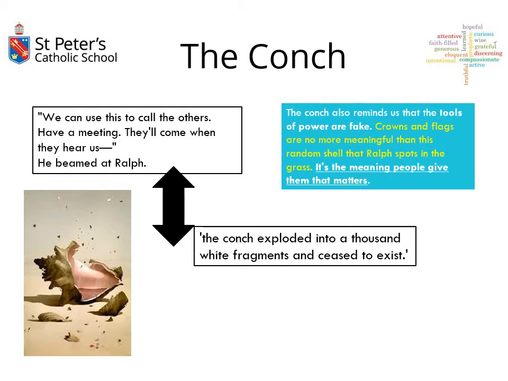Right at the beginning of the novel, the conch holds this possibility to unite the boys, to create something, and to bring some of the rules and the order of their old lives into this new world that they have landed in. And then, using that very short quotation from chapter 11, we see how the conch becomes not only a source of conflict, but eventually it becomes something that has to be destroyed. "The conch exploded into a thousand white fragments and ceased to exist."